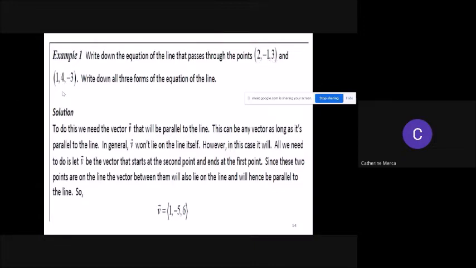How do we do that? Since these two points are on the line, the vector between them will also lie on the line. And because it lies in the line, it is parallel to the line. So what is this vector? We have 2 minus 1 which gives us 1. -1 minus 4 will give us -5. And then 3 minus -3 will give us 6. Do you remember? That is how you compute a vector. Okay. So the vector is now the vector with components (1, -5, 6).